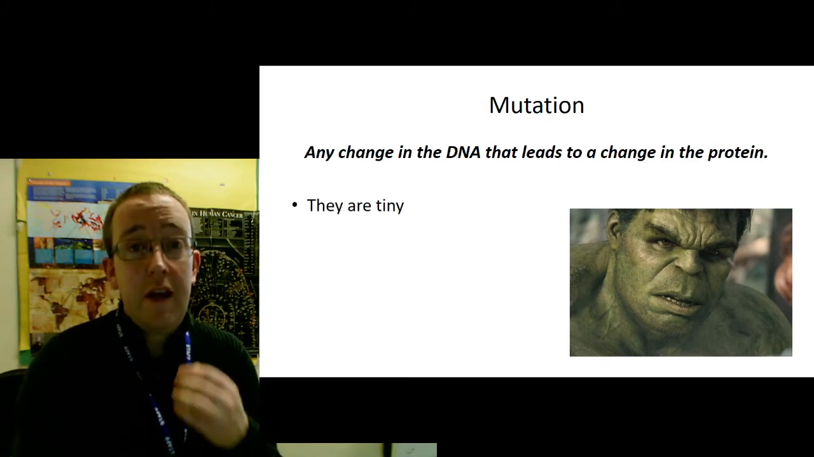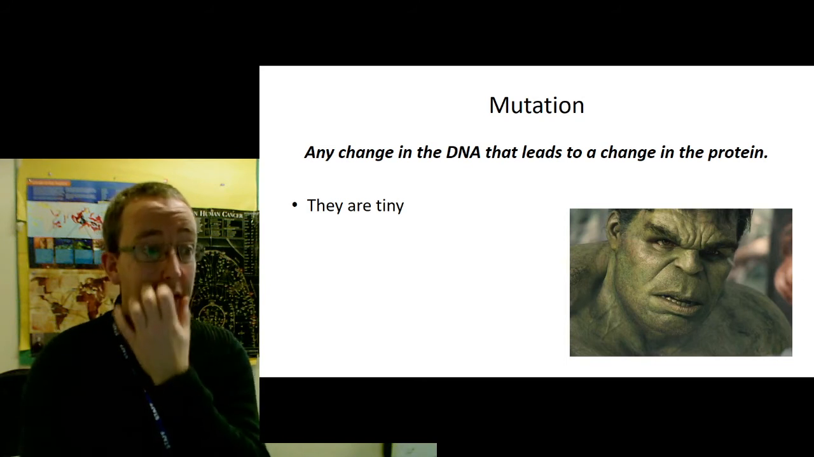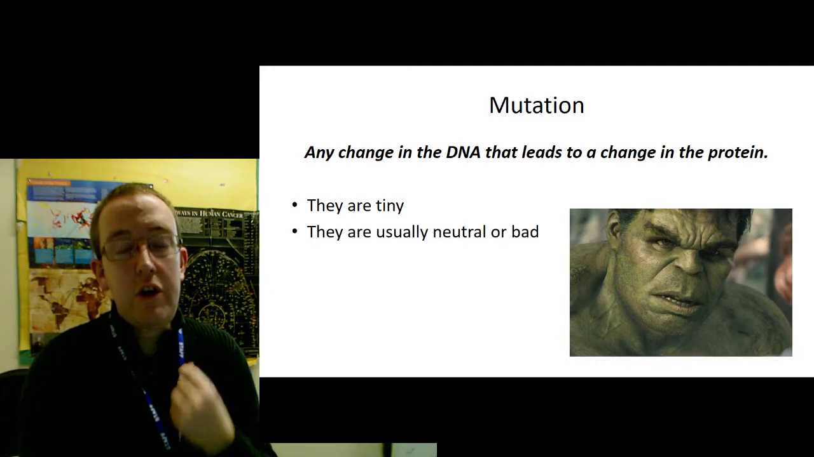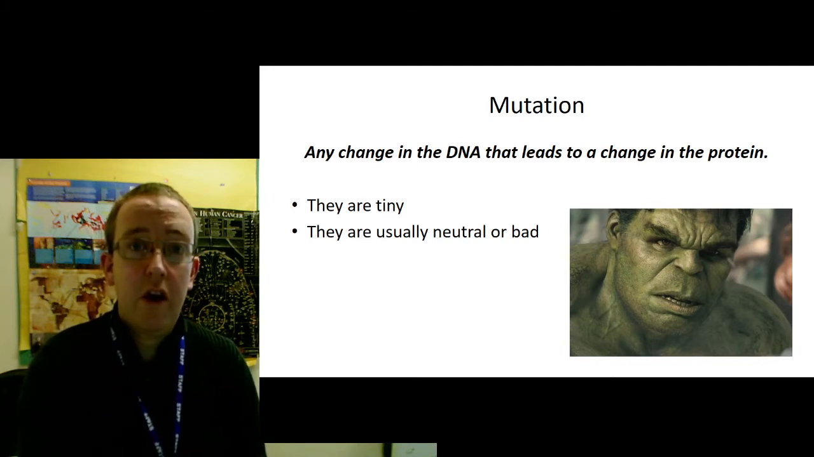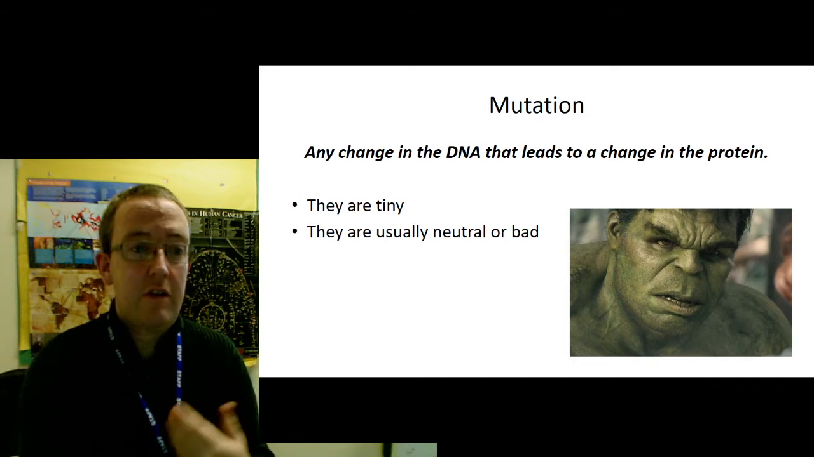They're usually tiny, absolutely tiny, either one base or a few bases that alter the protein product. Usually they don't do anything. Usually they're entirely neutral. Or they're bad: they change the shape of a protein and it stops that protein doing its job. So they're usually neutral.